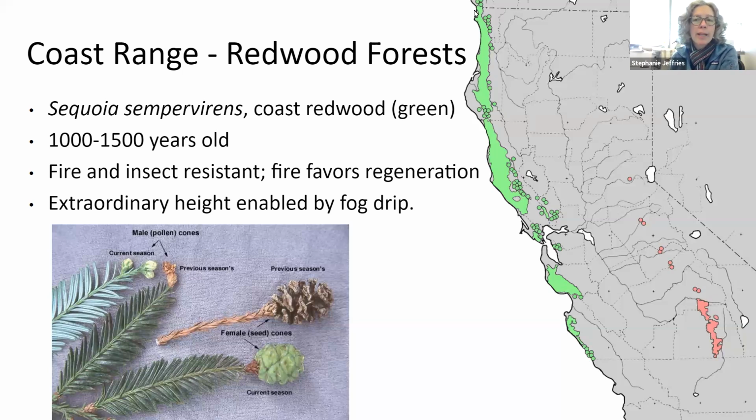And so these trees are quite long-lived, 1,000 to 1,500 years old, and they seem to be pretty resilient. They're resistant to fire as well as insect damage. There's some evidence that does suggest that they need fire to regenerate, that they are shade intolerant. And like I said, their extraordinary height is enabled by fog drip.